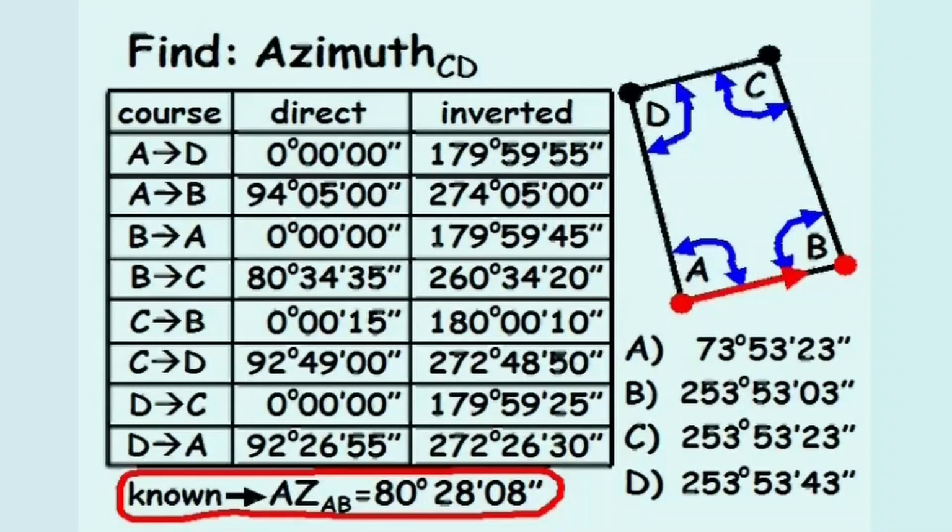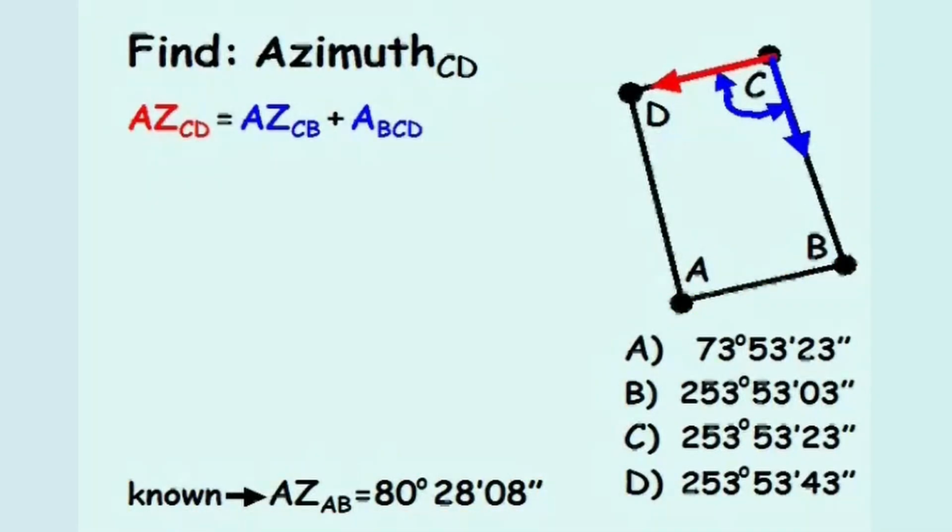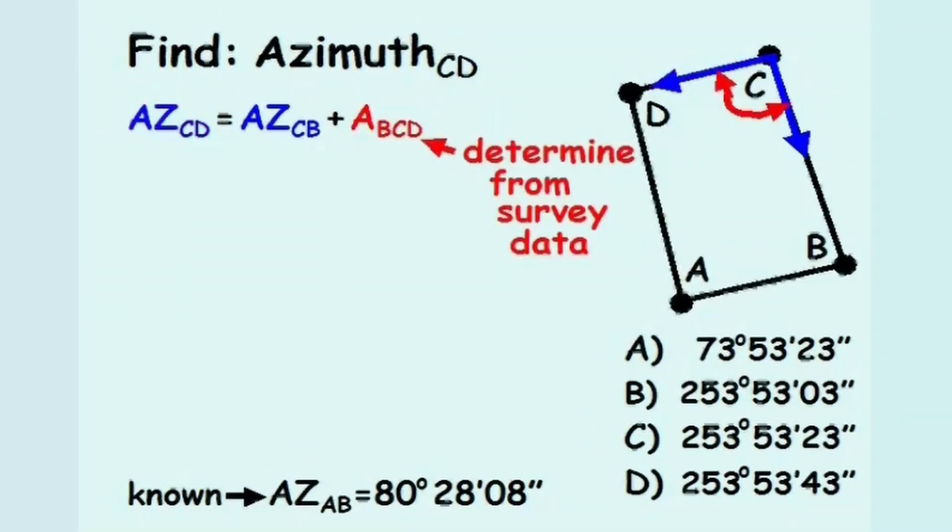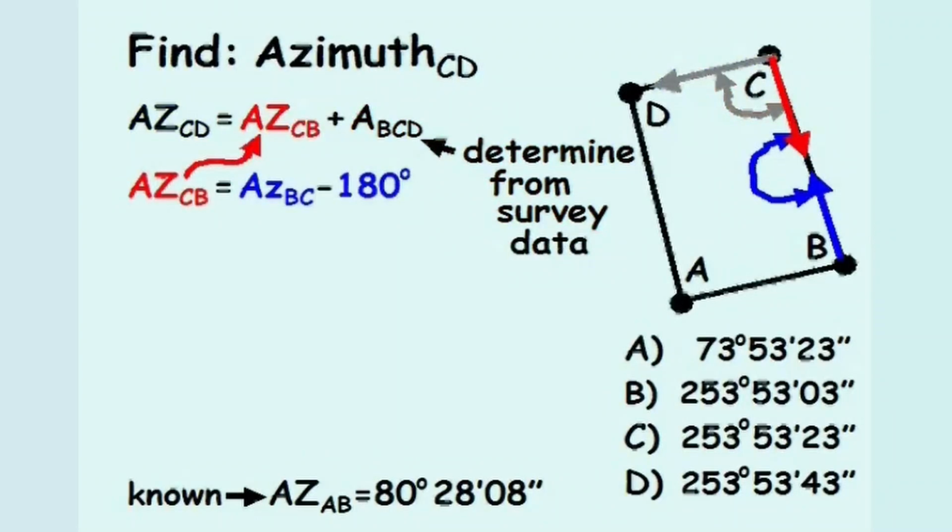The problem asks to find the azimuth of course CD, which equals the azimuth of course CB plus angle BCD, where angle BCD can be calculated from the data in the data table, and the azimuth of course CB equals the azimuth of course BC minus 180 degrees.